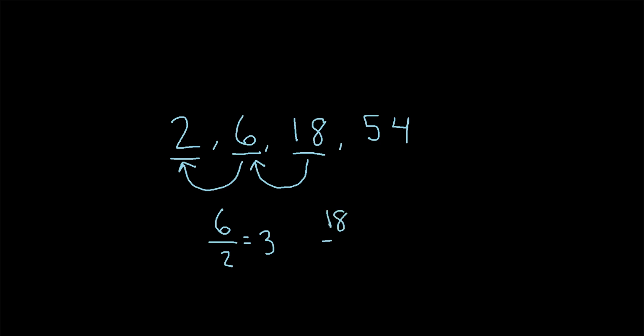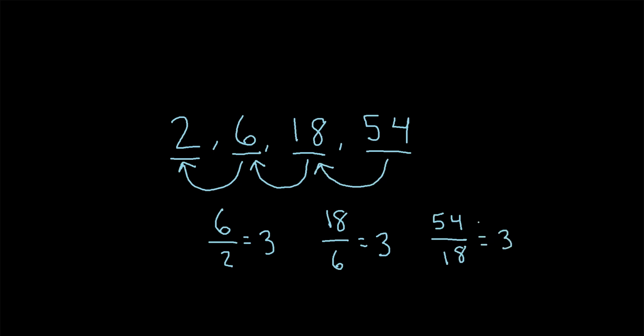So for example, if we instead picked 18, we could divide that by the previous number of 6. So 18 divided by 6, that's also 3. Or even if we pick this last one of 54, if we divide 54 by the previous number in the sequence, 54 divided by 18, that's also 3. So the common ratio is 3.